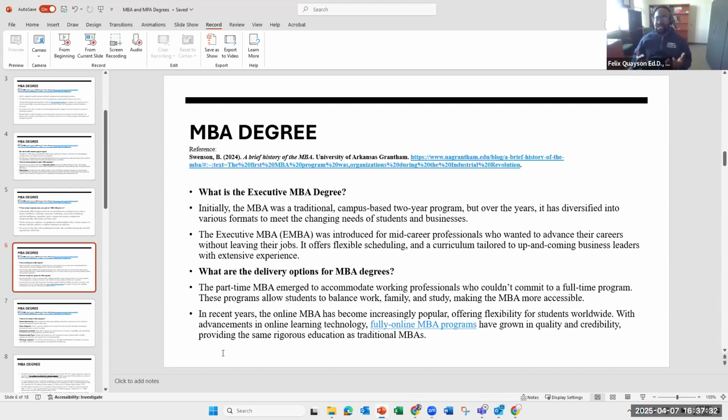So initially, the MBA was a traditional campus-based 2-year degree program. But over the years, it has diversified into various formats to meet the changing needs of students and business organizations. Now, the Executive MBA, which has the acronym EMBA, was introduced for mid-career professionals who wanted to advance their careers without leaving their jobs.